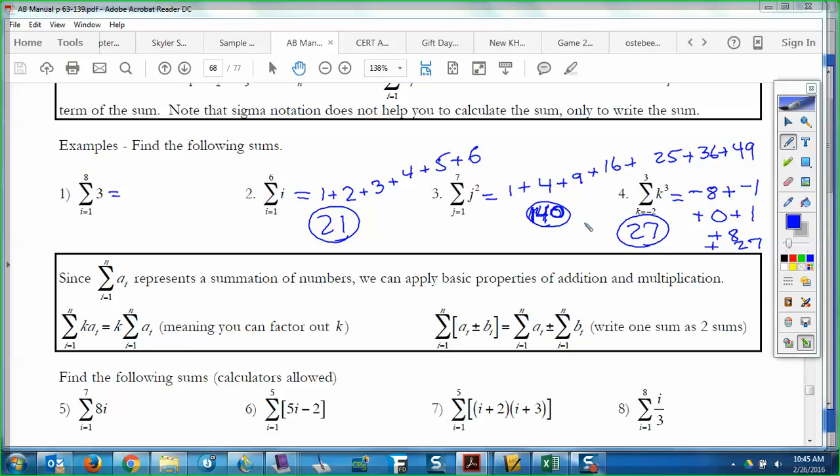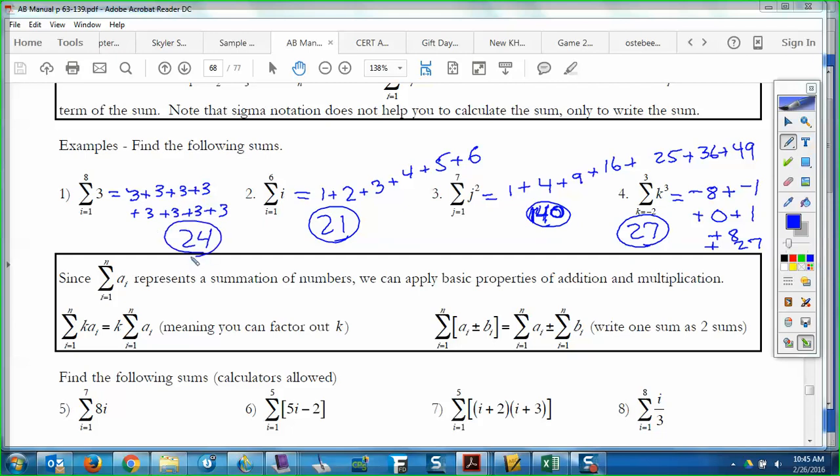So 21. Okay, now back to the first one. What's the first one? 3 plus 3 plus 3 plus 3 plus 3. There'll be 8 of them. Right? Because what that's saying, when i is 1, you plug in a 1, there's nowhere to plug it. So when i is 1, this is a 3. When i is 2, this is a 3. When i is 3, this is a 3. When i is 4, this is a 3. So this is just 3 plus 3 plus 3, 8 times, which of course would be 24.